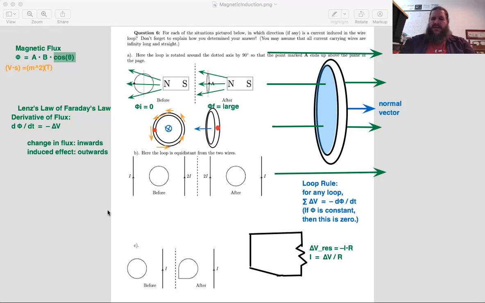Any other questions on that example so far? Then let's take a look at the second example. In this case, we're not moving the loop at all. The loop is just staying still. But what is changing?